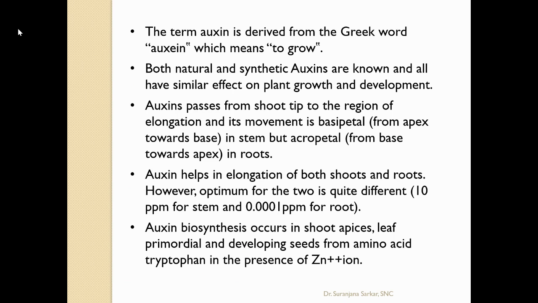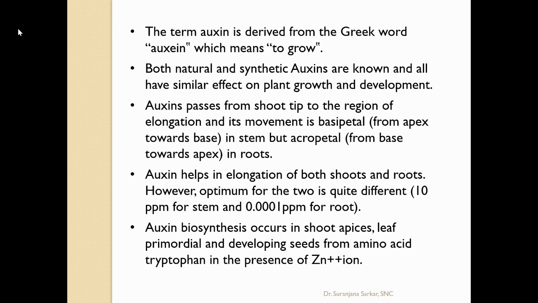The term auxin is derived from the Greek word auxein, that means to grow. So there is naturally occurring auxin as well as synthetic auxins. Auxin passes from the shoot tip to the region of elongation, and its movement is basipetal in the case of stem and acropetal in the case of roots. So auxin helps in elongation of both shoots and roots.